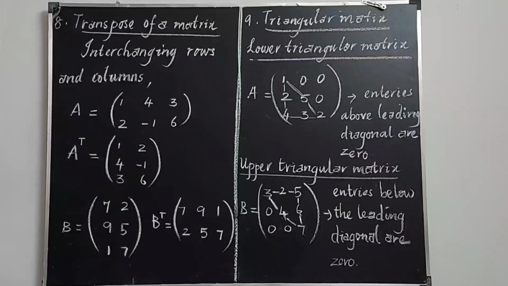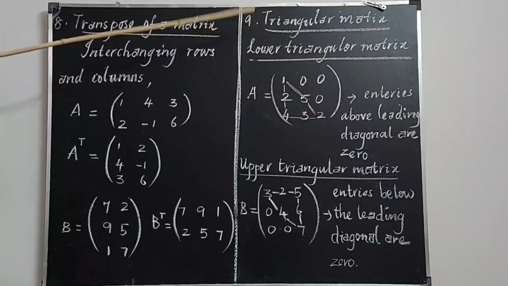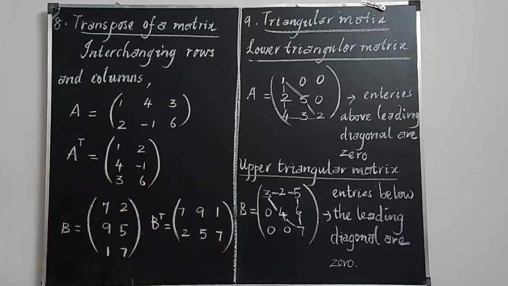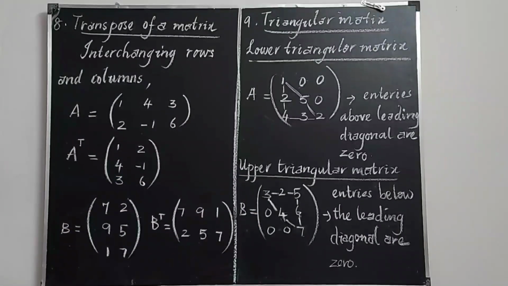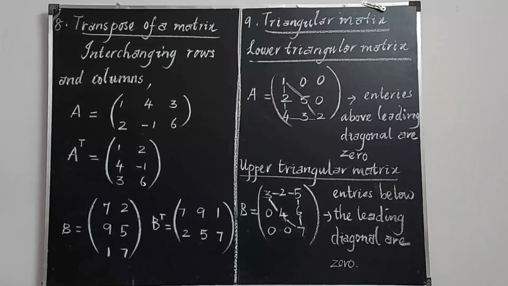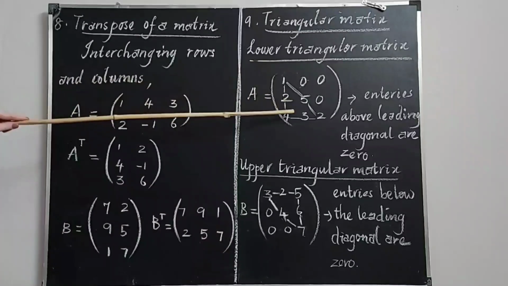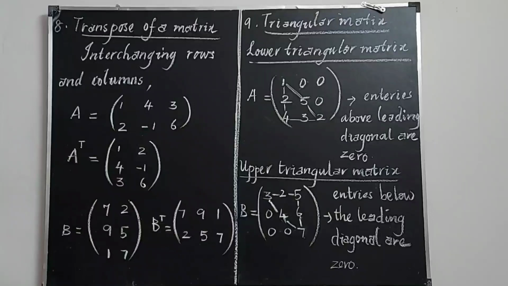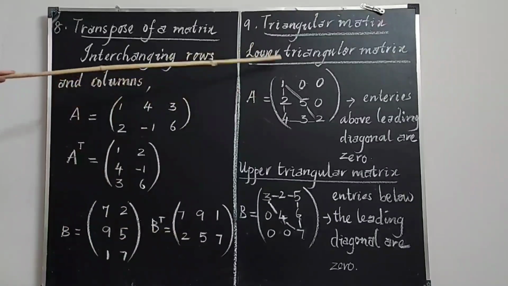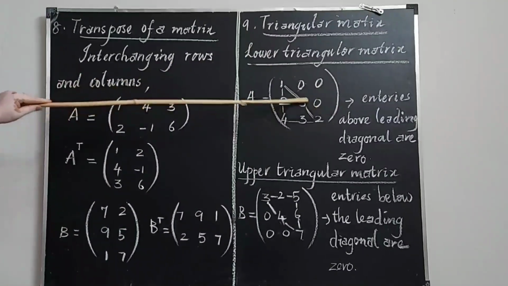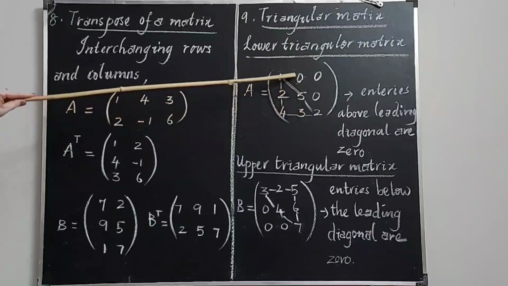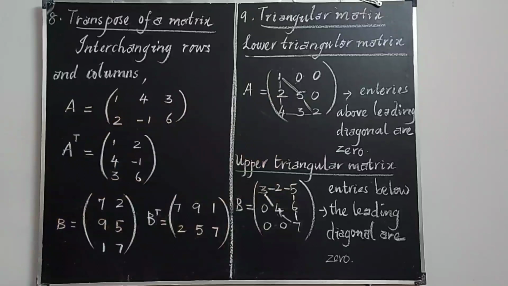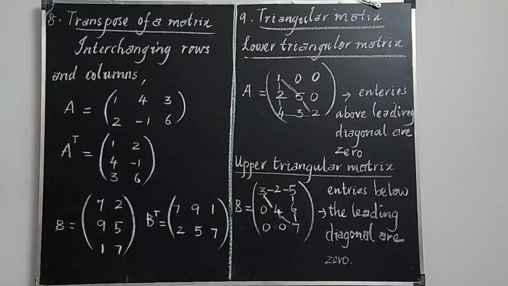Look at this, people. The last type of matrix is the triangular matrix. There are 2 types of triangular matrix. One is the lower triangular matrix, another one is the upper triangular matrix. Basically, it is a square matrix. Here A is of 3 by 3 order. And look at the leading diagonal. 1, 5, 2 is the leading diagonal. Look at the entries above the leading diagonal. All the entries above the leading diagonal are 0, and below it forms a triangular shape. Then it is known as a lower triangular matrix.